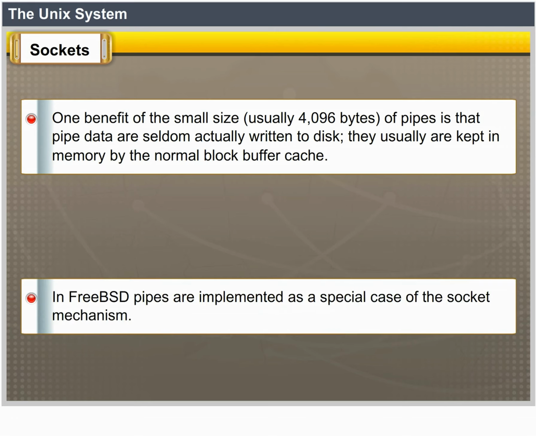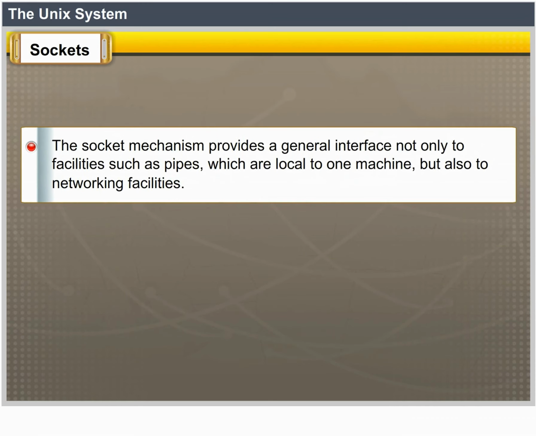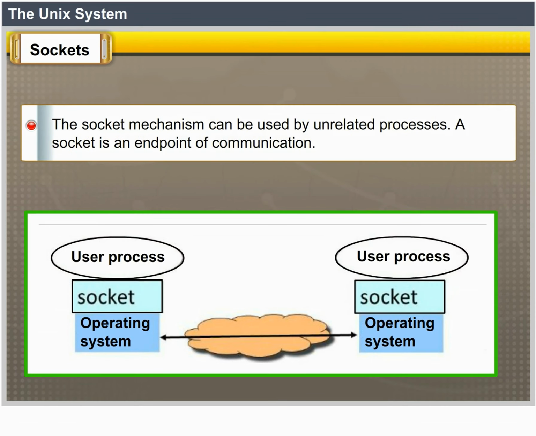In FreeBSD, pipes are implemented as a special case of the socket mechanism. The socket mechanism provides a general interface not only to facilitate facilities such as pipes, which are local to one machine, but also to networking facilities. Even on the same machine, a pipe can be used only by two processes related through use of the fork system call. The socket mechanism can be used by unrelated processes.